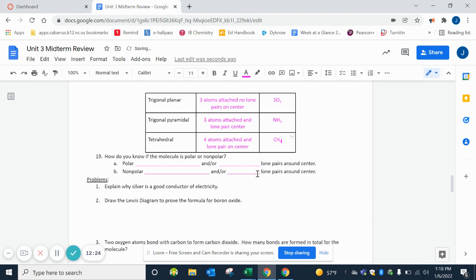All right, how do you know if a molecule is polar or nonpolar? Polar is asymmetrical or not symmetrical, and it has lone pairs around the center. Nonpolar is symmetrical, and it has no lone pairs around the center. All right, go ahead and try those problems, and then you can check your answers.